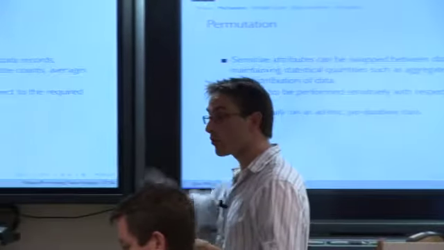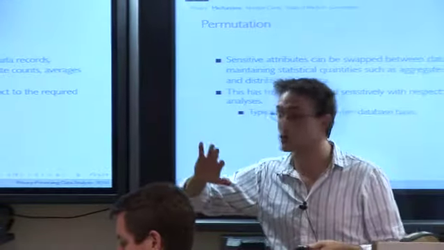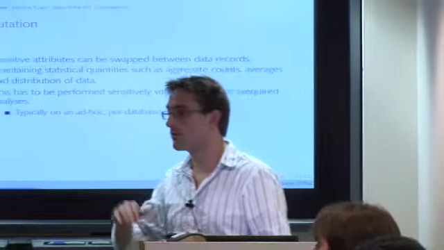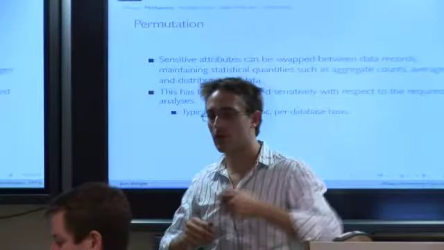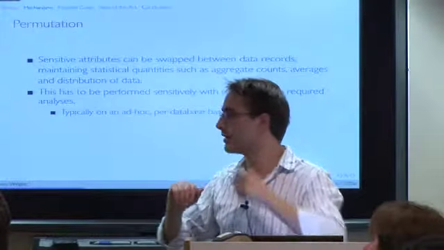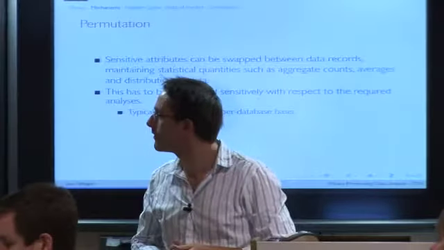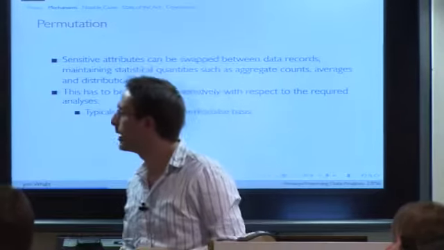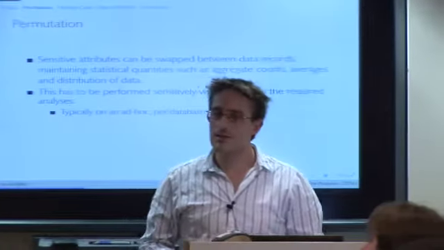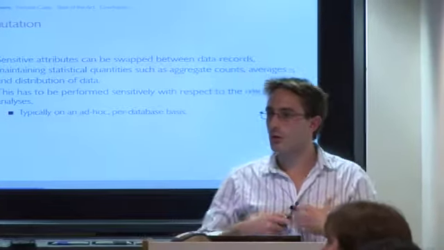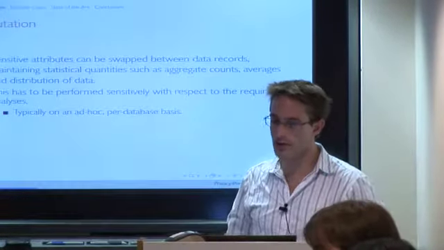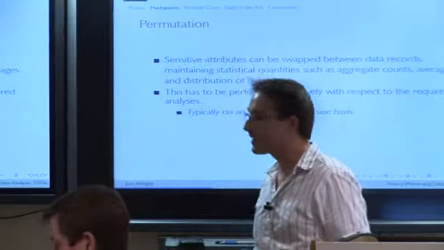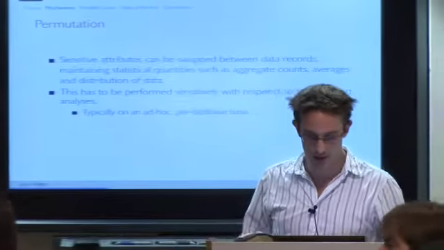Another thing you can do is simply to swap the data values that correspond to an individual. You can say, we know that there are this number of people in the database that have a height of 180 centimeters, but we'll swap them all around so that Joss has now got a height of 200 centimeters and Alice has got a height of 175 centimeters, so that you don't know which one links up to which person, even though the values are still accurate. The trouble with this is that it's very difficult to do that automatically. It's very difficult to do it intelligently. So you have to do this on an ad hoc basis, on a per database basis, and it can still reveal sensitive information if you don't do it cleverly.